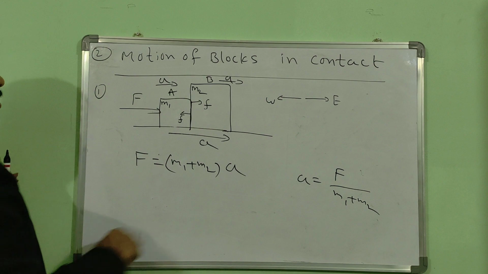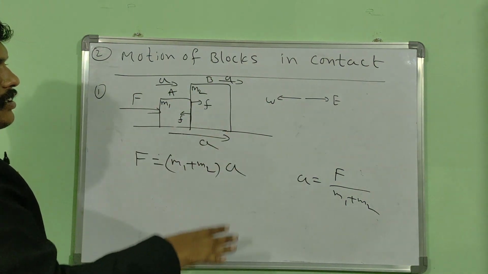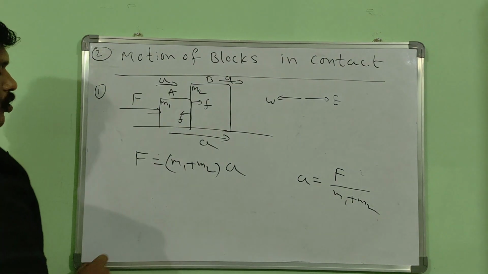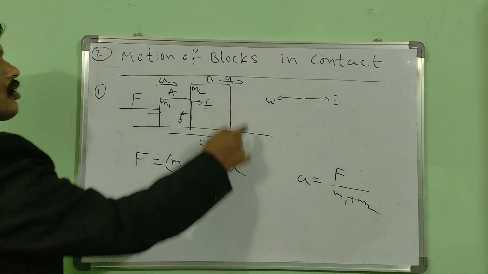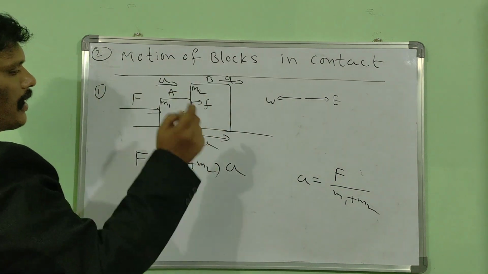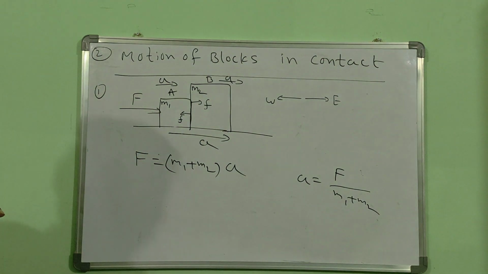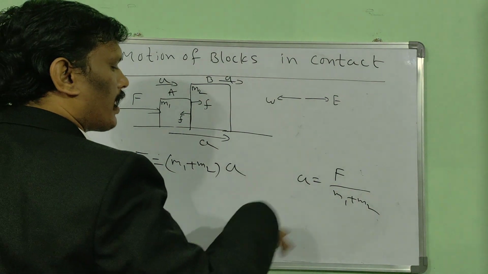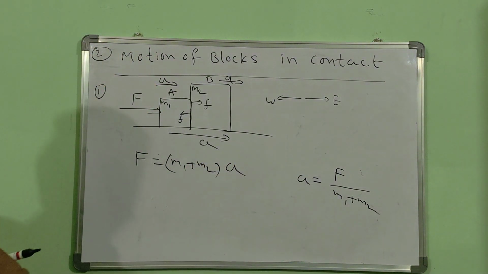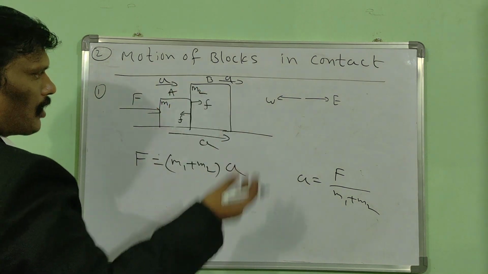I am going to repeat once again. What is the total force acting on the system? These two contact forces are equal and opposite and cancel each other, so only the applied force itself is totally acting on the system. So F equals total mass M1 plus M2 times the acceleration A, in the direction of the applied force. This is the force formula. From this, how to calculate acceleration? A equals F upon M1 plus M2. Both are equivalent. The next one is how to calculate the contact force.